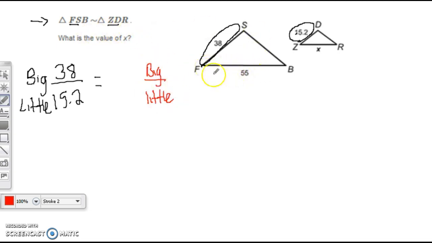So the next side length that I know off the big triangle is FB. FB is the first and the last, and it corresponds to ZR. Okay, so now I have my proportion. Big over little equals big over little. You could have done it little over big. There's lots of different ways you could have done it, but that's just how I chose to.